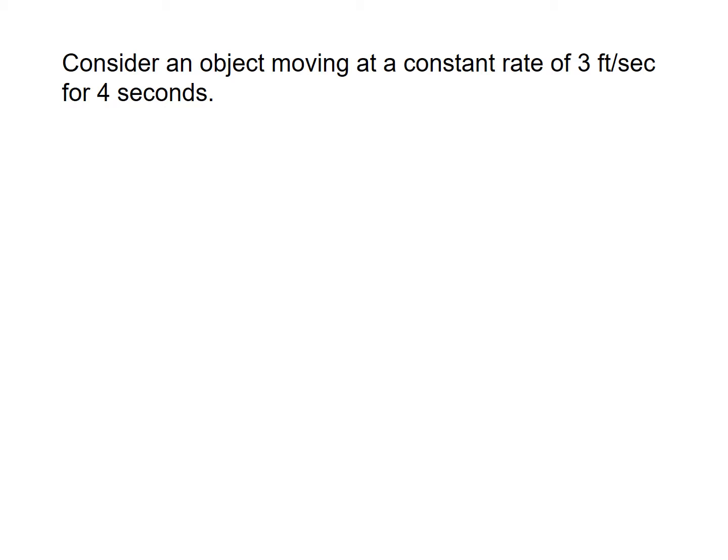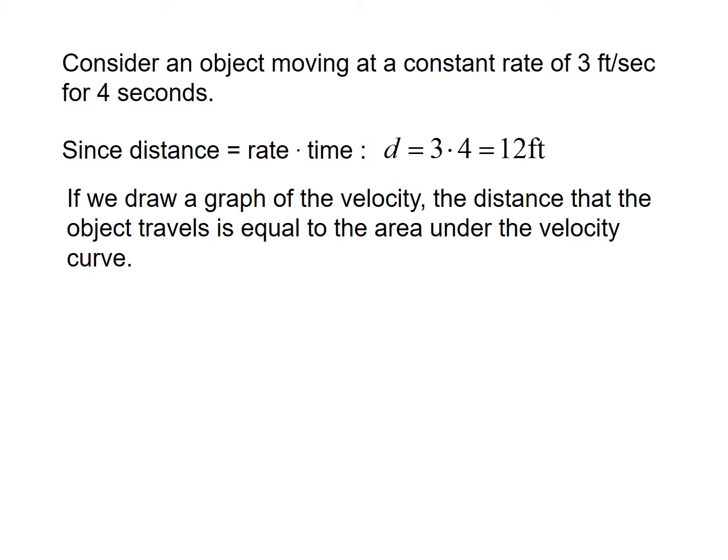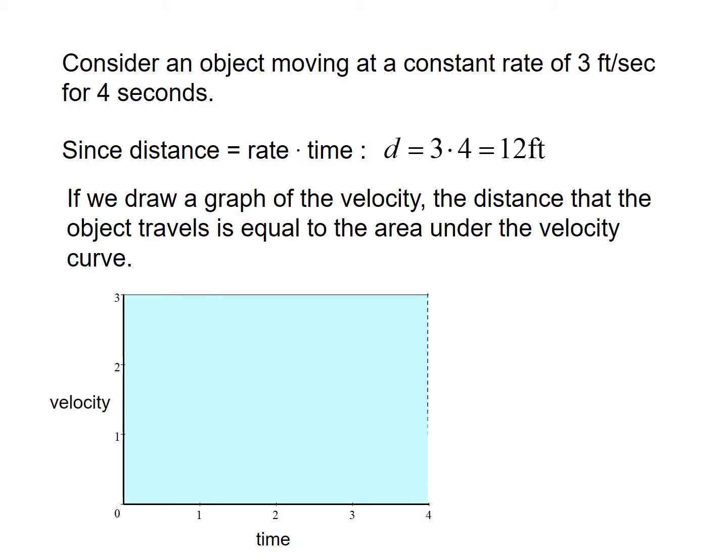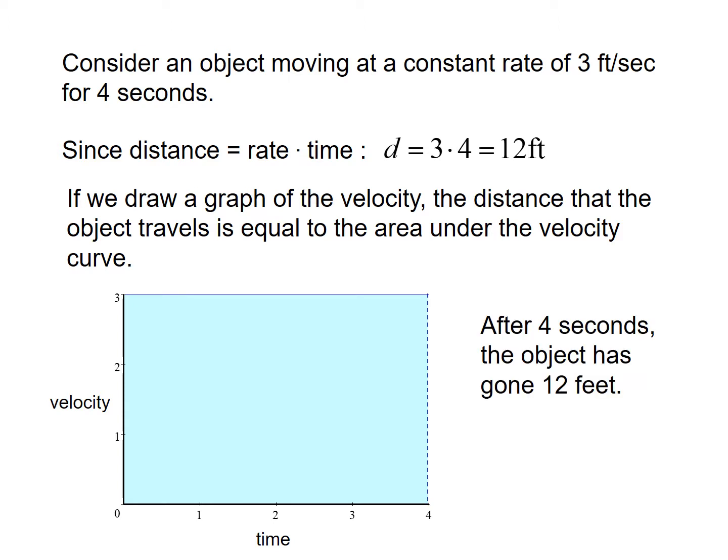So if we think about this example here, we have an object moving at a rate of 3 feet per second for 4 seconds. We want to find out how far it went, so we know distance is rate times time. So the distance traveled is 12 feet. Now, if we drew a graph of the velocity curve, it's a straight horizontal line, and if we found the area underneath that curve from time 0 to time 4, it's the area of a rectangle. 3 times 4 gives us 12. So we can see that the area underneath the velocity curve gives us that distance traveled.